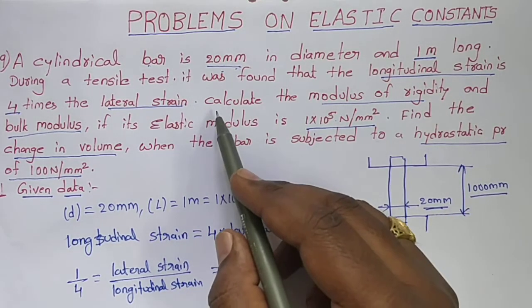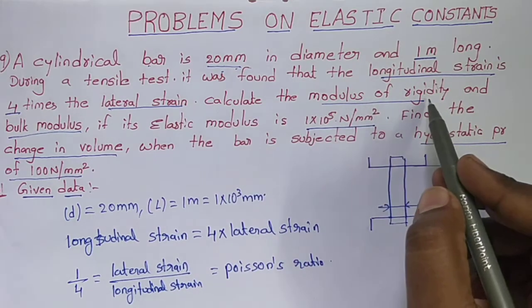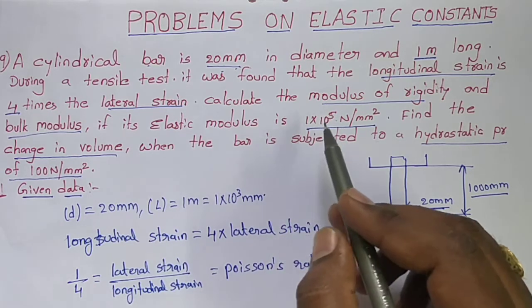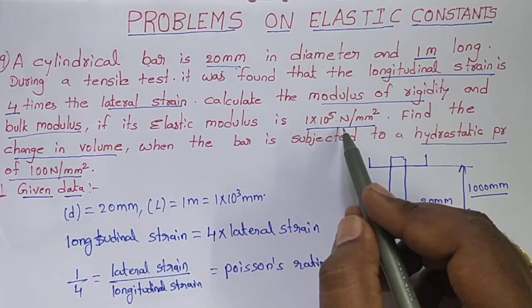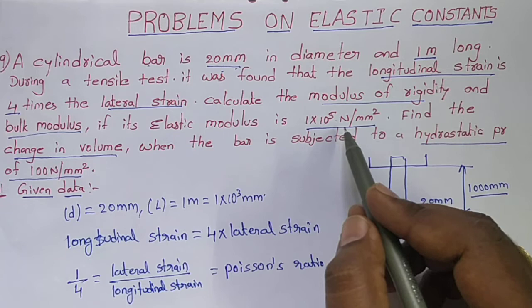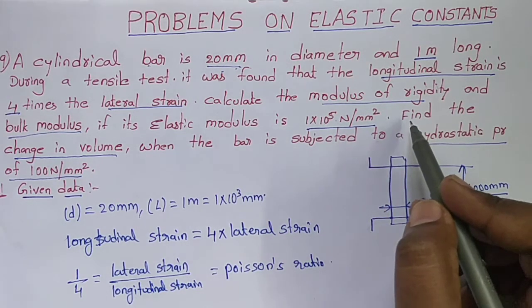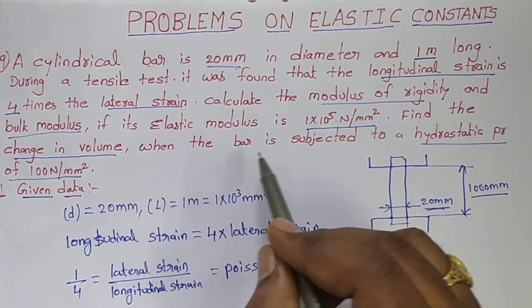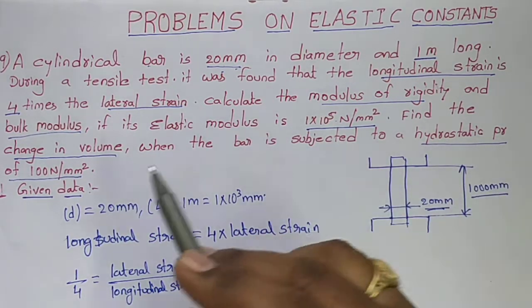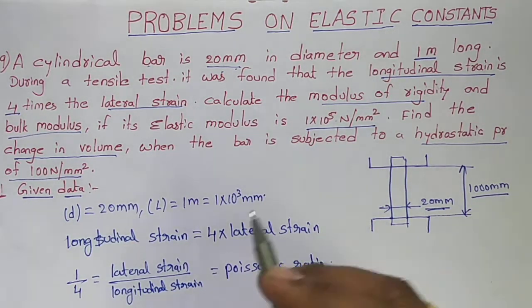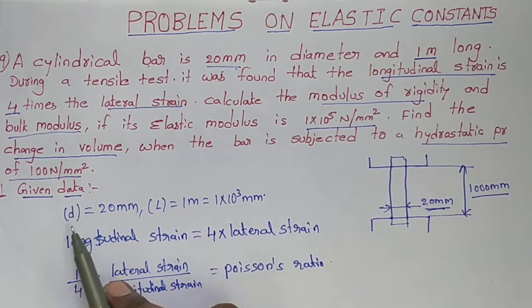Next, calculate the modulus of rigidity and bulk modulus, if its elastic modulus is 1 into 10 power 5 Newton per millimeter square. The value of Young's modulus is given as 1 into 10 power 5 Newton per millimeter square. Next, find the change in volume when the bar is subjected to a hydrostatic pressure of 1000 Newton per millimeter square. For that, first note down the given data.